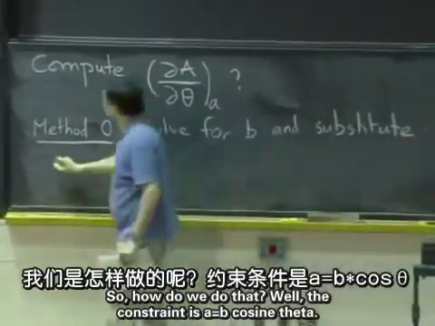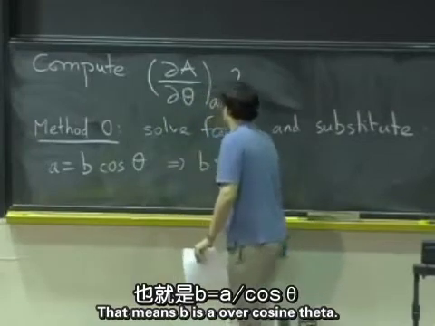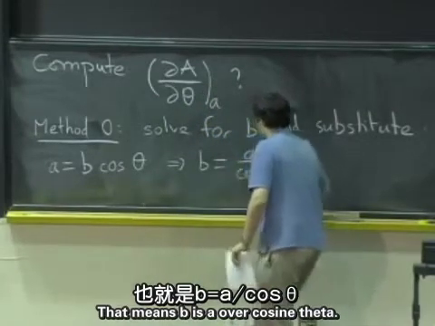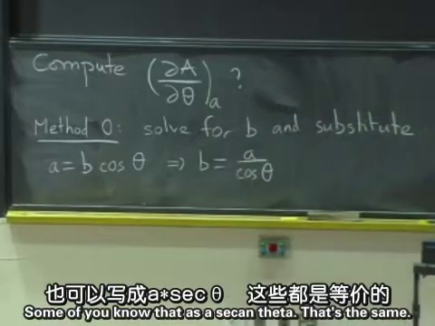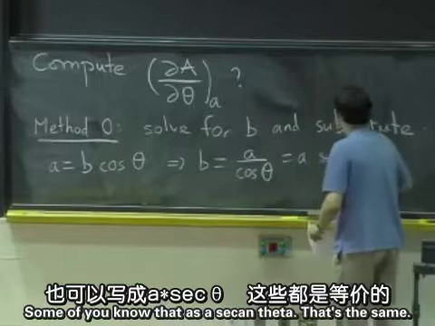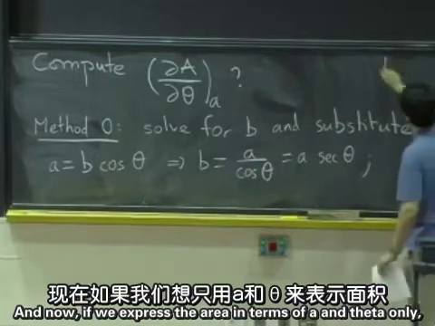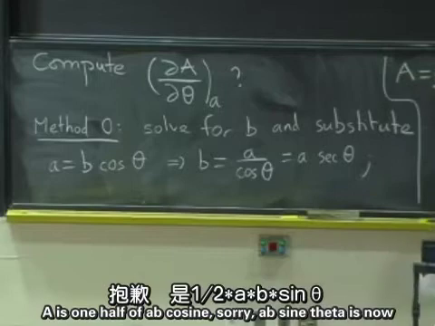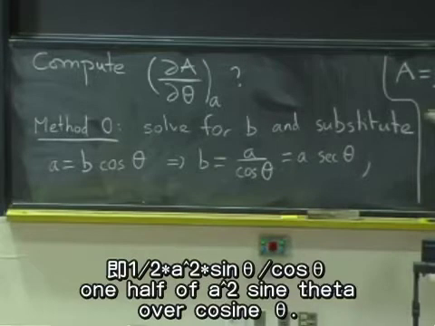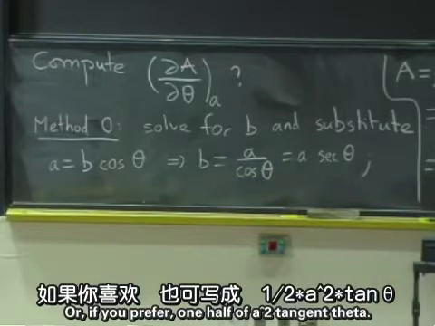So how do we do that? Well, the constraint is A equals B cosine theta. That means B is A over cosine theta. Some of you know that as A secant theta. That's the same. And now if we express the area in terms of A and theta only, the area is 1/2 of AB sine theta, which is now 1/2 of A squared sine theta over cosine theta, or if you prefer, 1/2 of A squared tangent theta.